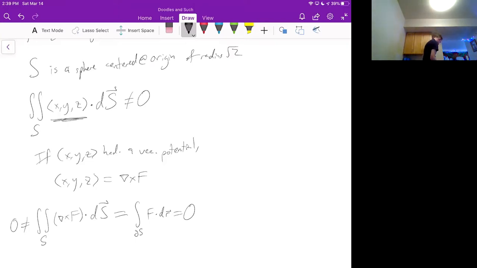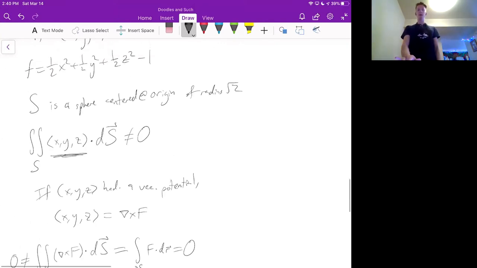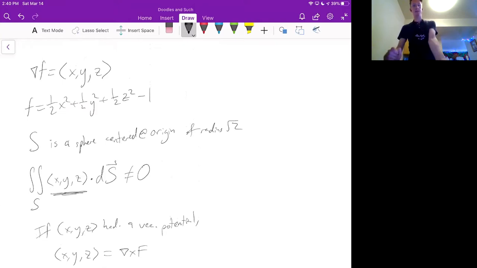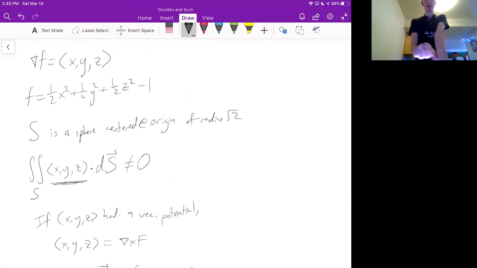Happy to run through that argument again at faster speed. That'll help. The idea was we wanted to show in part 4b that this vector field didn't have a vector potential, and we noticed that it is the gradient of something. So we found a function whose gradient it is, whose level surface at 0 satisfied the hypotheses of part A.